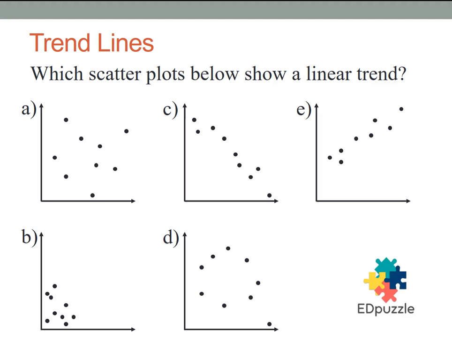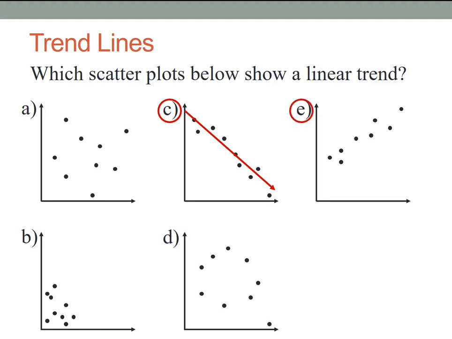All right, let's see how you did. You should have said that C was one of the answers. And here's the line where you can draw a line through some of the points. They don't actually have to go through the points, but clearly the line represents all of those data points.